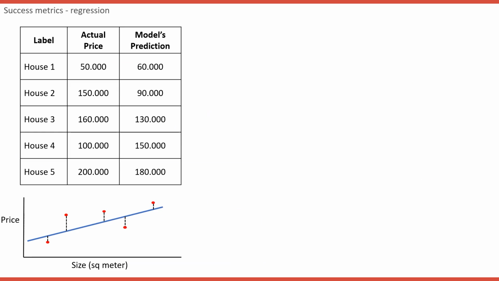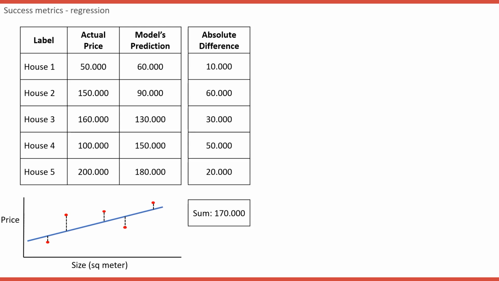To give you more intuition, let's calculate these metrics for our simple model. On this table, you can see the actual price of the house and our model's predicted price for that house. We calculate the absolute difference between these values and the total sum of all these differences makes up 170,000. To calculate the mean absolute error, we need to divide this sum by 5 since we have 5 data points. So the mean absolute error for our model is 34,000. This means on average, our model makes a $34,000 error in its predictions.